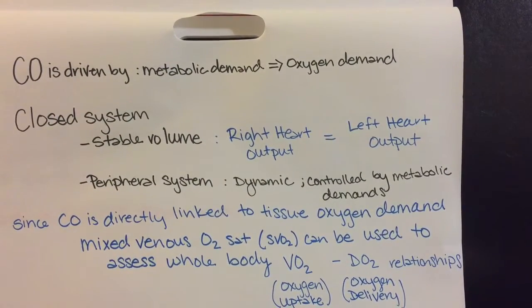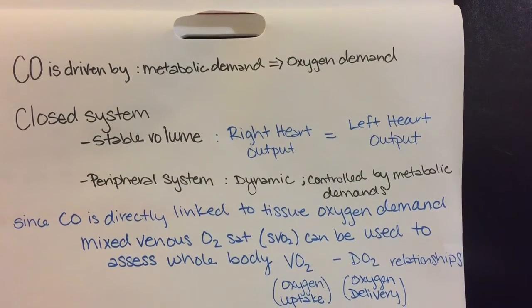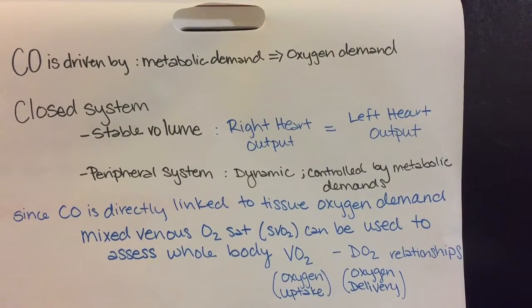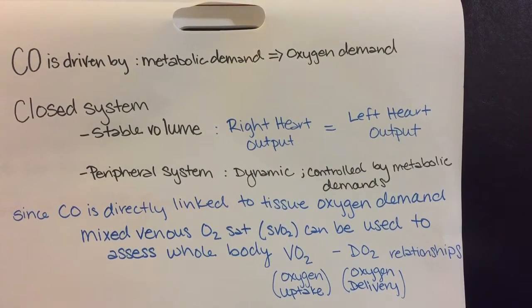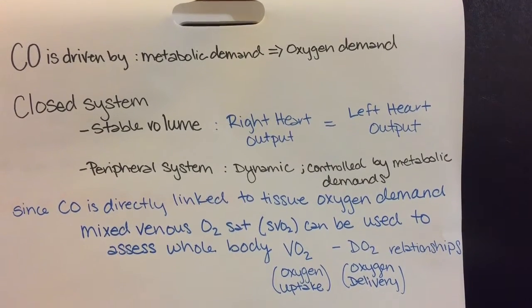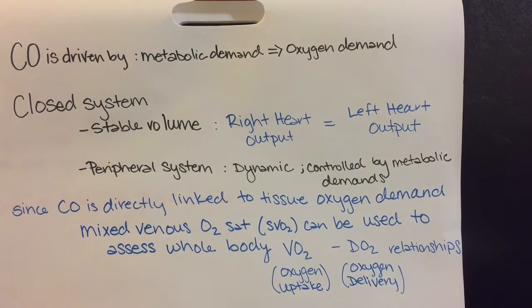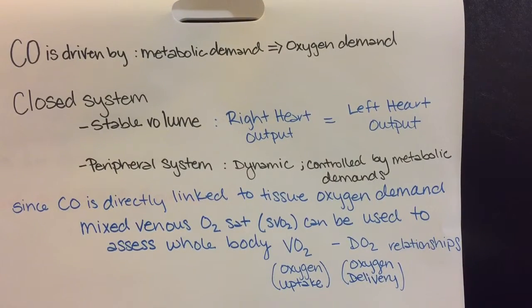Since cardiac output is directly linked to tissue demand, a mixed venous saturation, or SVO2, can be used to assess the whole body relationship between oxygen uptake and oxygen delivery. This can be very important in monitoring a critically ill patient.